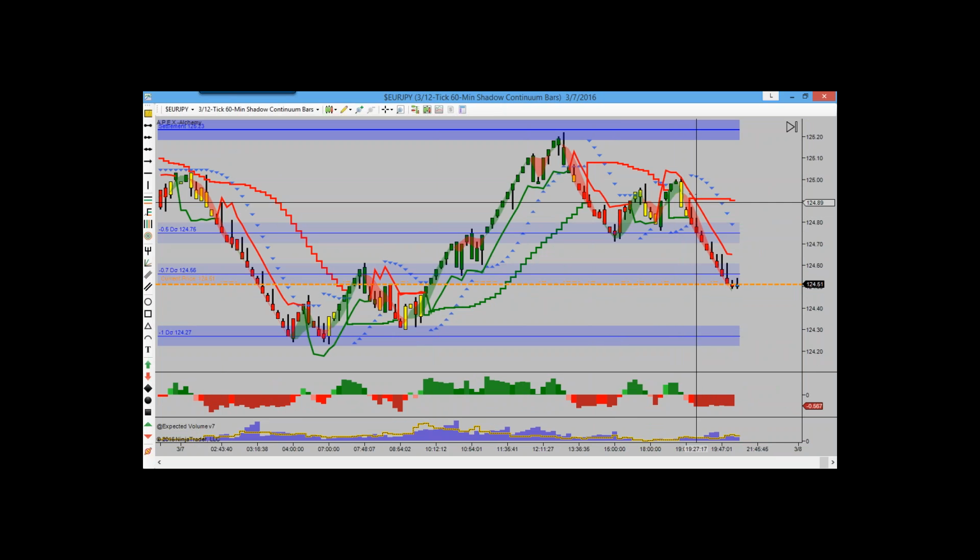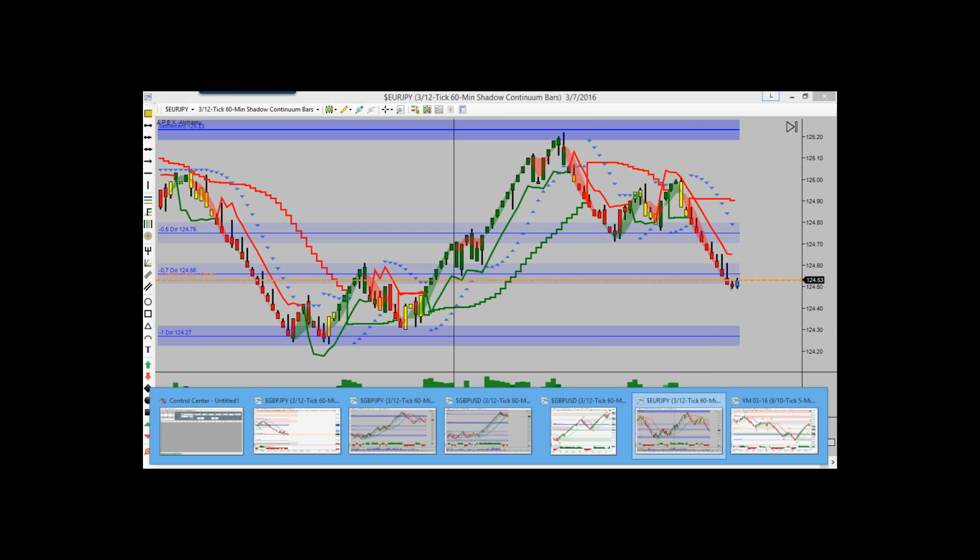Right here, it made an X at what time? What's the timestamp down there? 1927, which was basically about 7:30, right? What was the market at? 124.75. Where's the market now? 124.51. All right, so we'd be up about 25 bucks on that trade right now, on euro yen. See that?